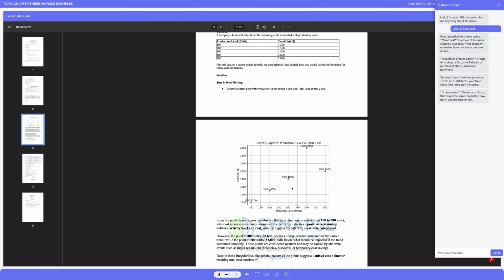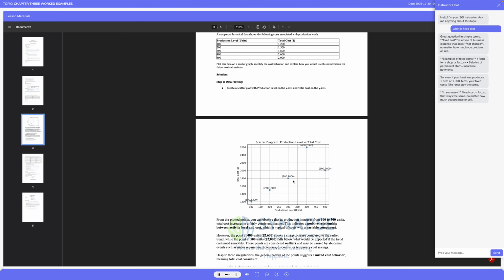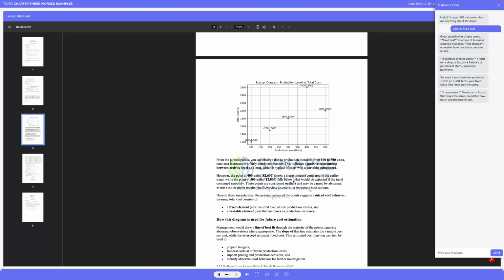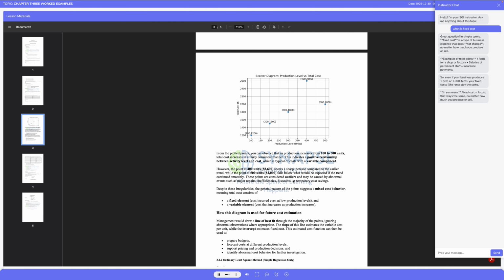However, the data also shows irregularities. At 400 units, the total cost rises sharply to $2,600, which is significantly higher than what would be expected based on the earlier trend. At 500 units, the total cost drops to $2,000, which is lower than the expected continuation of the trend. These observations are known as outliers. In an exam answer, you should explain that such outliers may be caused by abnormal events such as major repairs, temporary inefficiencies, bulk purchase discounts, or short-term cost-saving measures. Recognizing and explaining outliers demonstrates strong analytical skills.